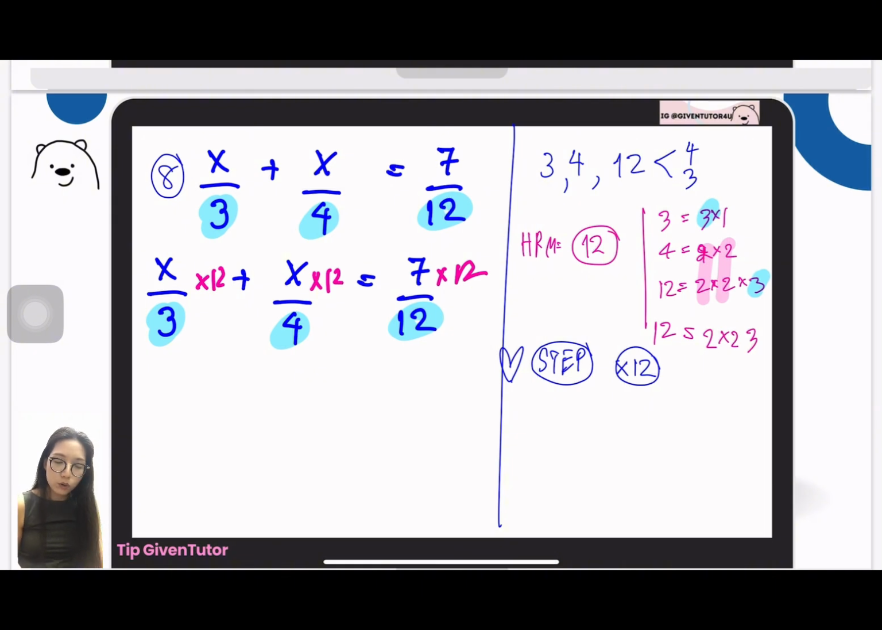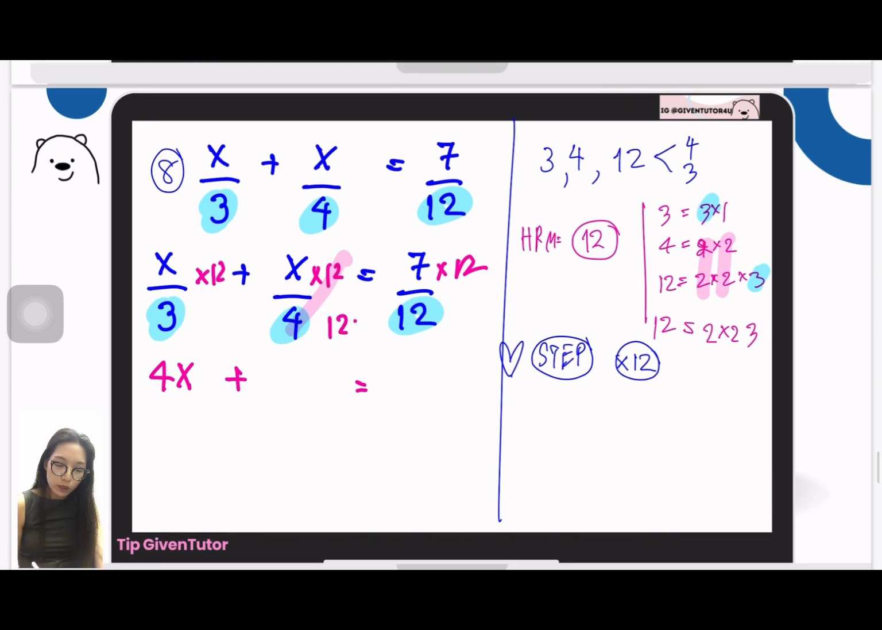So when you get here, 12 divided by 3, you will get 4. So right here we got 4x, right? And then plus this, 12 divided by 4. So what you get, 12 divided by 4, you will get 3. So it will be 3x. Okay, so after that, 12 divided by 12, you will get 1. Right, so this is 1 times 7, you get 7 right here.